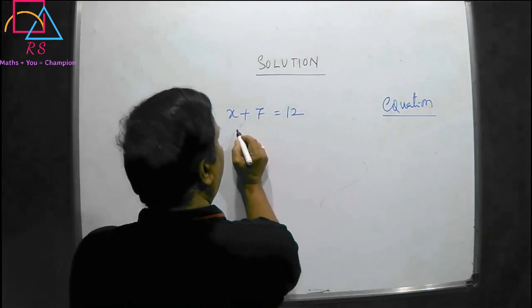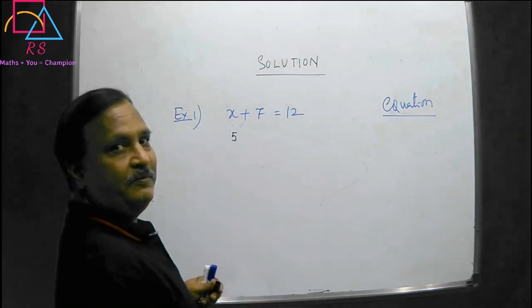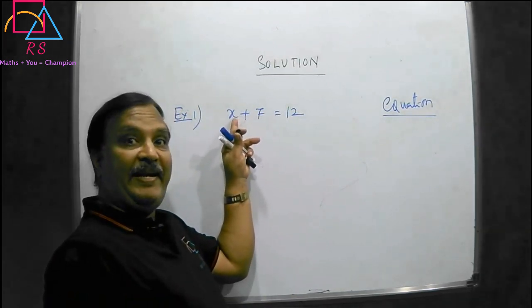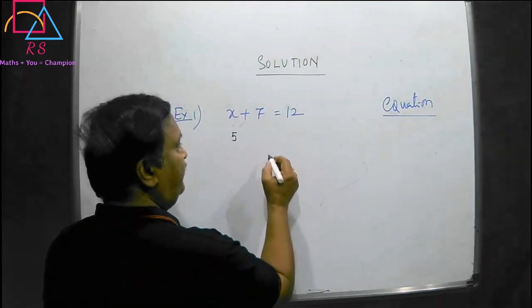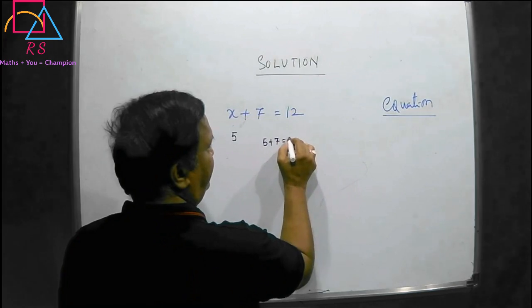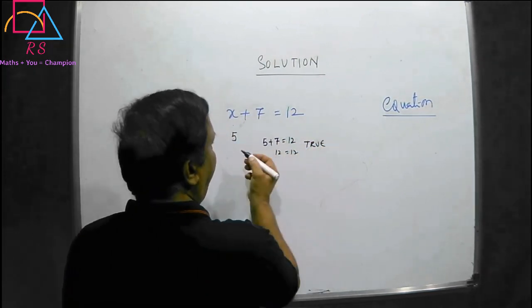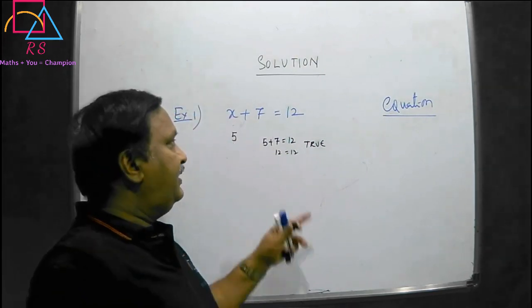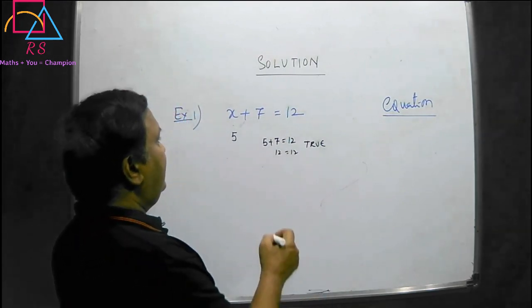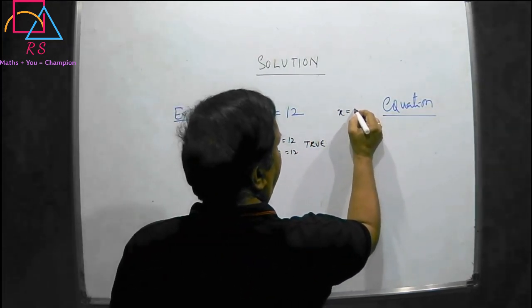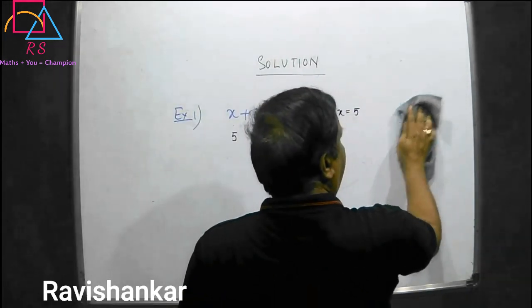So, then what is the solution? If I put 5 in this place, 5 plus 7 is equal to 12. So, at x is equal to 5, this equation gets satisfied. Satisfied means 5 plus 7 is equal to 12, 12 is equal to 12, that means true. If you replace x with 5, you should get a true statement, satisfied. So, the solution of this equation is x is equal to 5. Let me take another example.